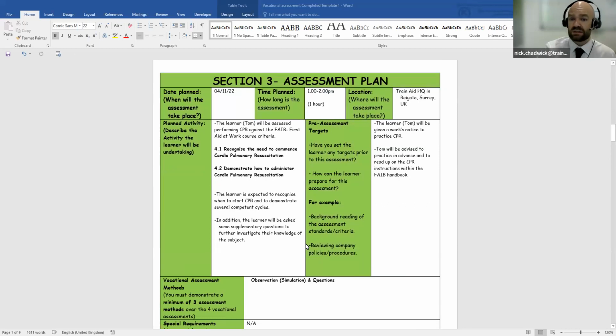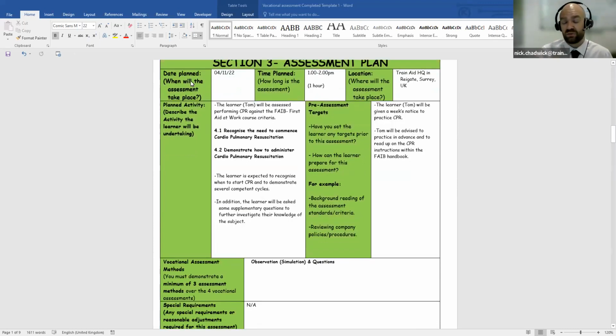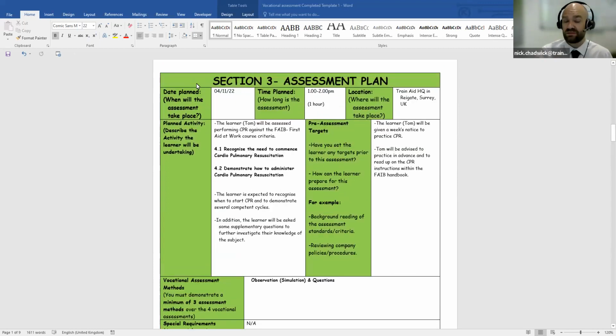Section 3 is the assessment plan, and this provides the reader with lots of details and information about the upcoming assessment. As you can see, we have the different sections. We have the date, the time, how long the assessment will take, the location, so where the assessment will take place, the planned activity, and pre-assessment targets as well.